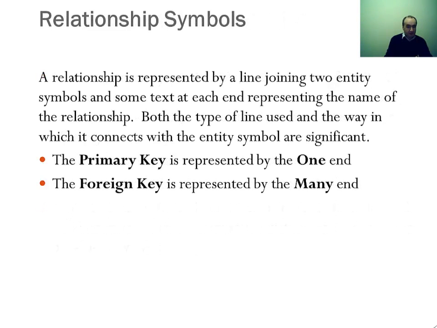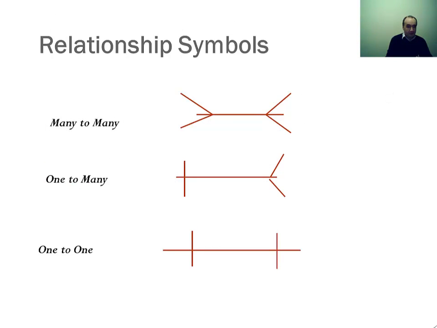As an ERD is a graphical representation of the system, the relationships must be represented on the ERD by symbols. Both the type of line used and the way in which it connects with the entity symbol are significant. The primary key is represented by the one end, and the foreign key is represented by the many end. Here we see the relationships represented graphically.